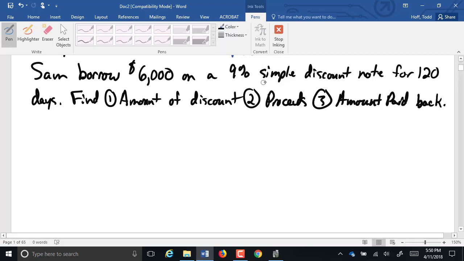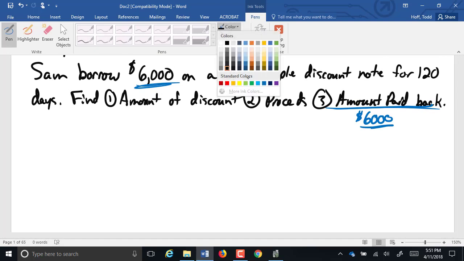One of these answers should be real easy to answer right now without doing anything. Which one is it? The amount paid back is going to be how much? $6,000. The face amount of the loan in a simple discount note is the amount that's going to be paid back. So then, we're going to find the discount next.